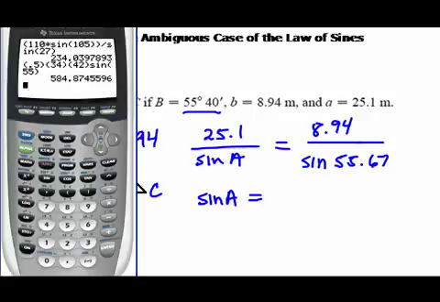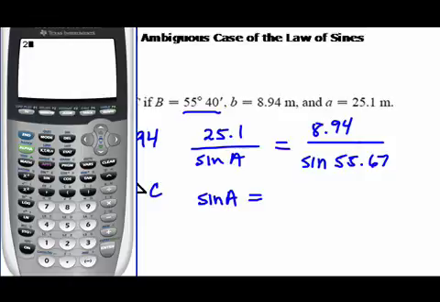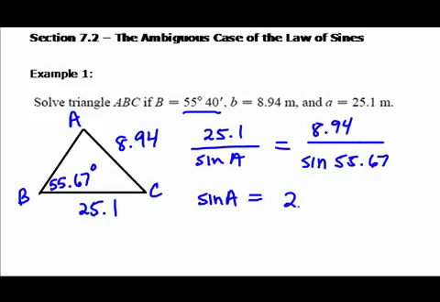8.94. And look what happens when we take 25.1 times, let me put that in parentheses, 25.1 times the sine of 55.67, and then divide that whole thing by 8.94, we get 2.319. So the sine of angle A is 2.319. So now we're going to try to come up with an angle whose sine is 2.319.